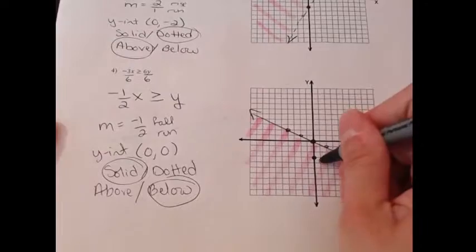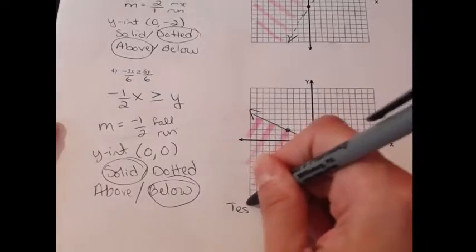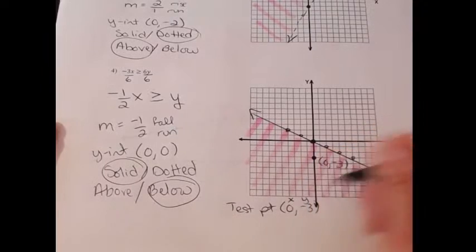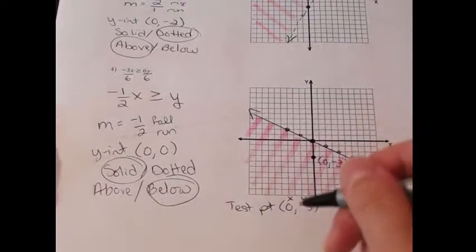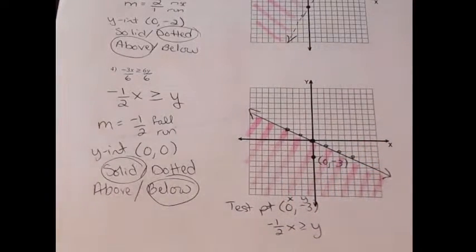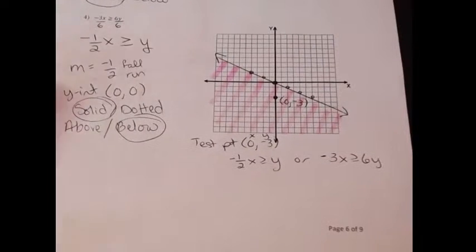This ordered pair here is (0, -3). So our test point, and again, I just chose it. You can choose any test point you want. I've chosen (0, -3). So we have -1/2 x is greater than or equal to y. Some people suggest testing in the original equation, which we could if you wanted to. So let's test this in -3x is greater than or equal to 6y. Either way, it should work, right? If you did the math correctly in simplifying the equation, writing it in slope-intercept form, then either way, this should be perfect. But I'm okay with trying both.